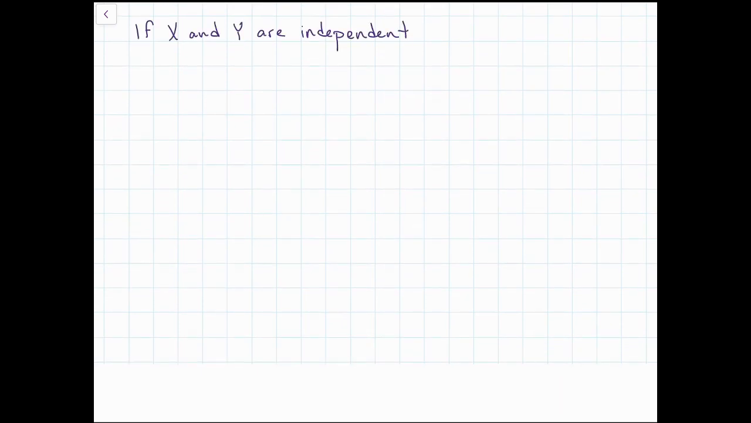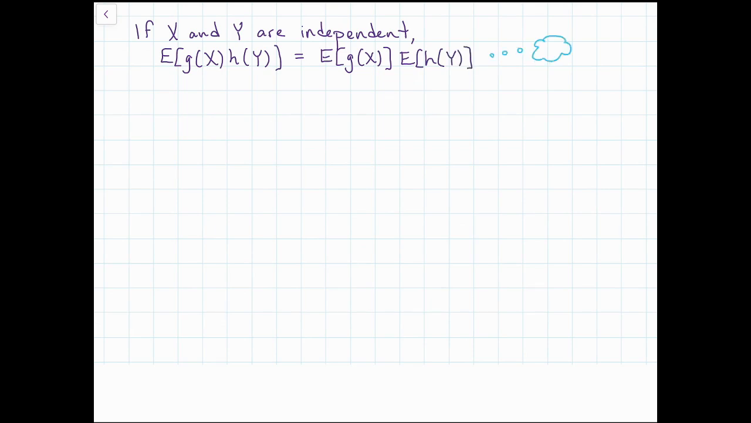If X and Y happen to be independent, we get another nice result. If we have E of g(X) times h(Y), we can split that up into the product of those two functions. And I want you to try to prove this one. It's really, really easy to do. Just sub in the definition of the expected value of this function, and then use the fact that with independence, p(x,y) can be factored into p_X(x) times p_Y(y). Give that proof a try. See if you can do it.